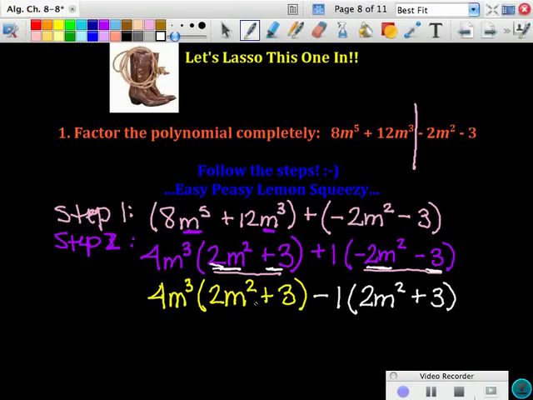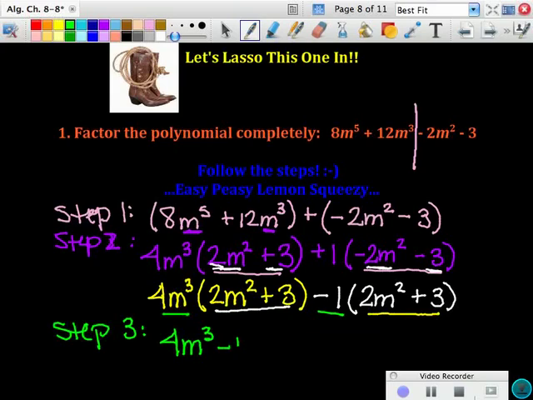The last step, our third, so step 3, group together your GCFs, so 4m to the third minus 1. Directly next to it is where you will group together what was left over, 2m squared plus 3. How about that? Is that not absolutely amazing? Yes, it is. Now your last step, check it.